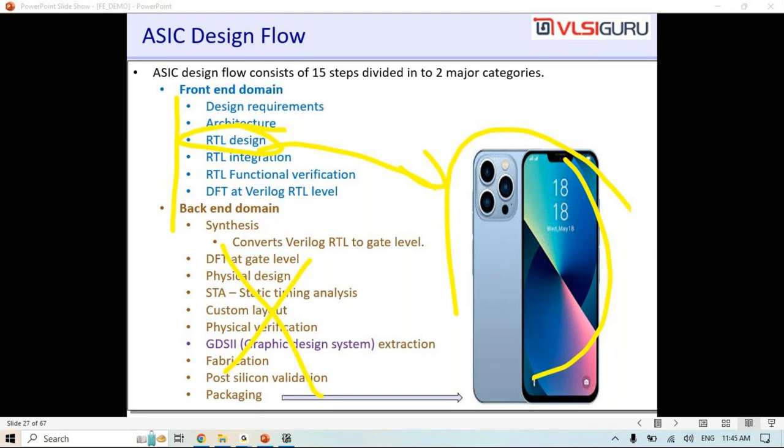You want to take it through DFT, physical design, STA, custom layout, physical verification, finally till the time you fabricate, check it. That is why it is very costly.